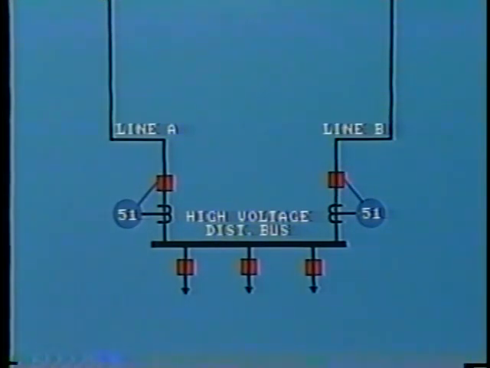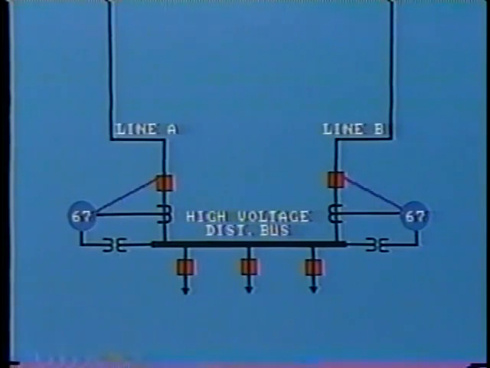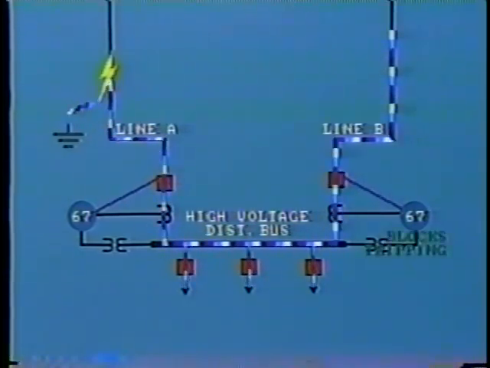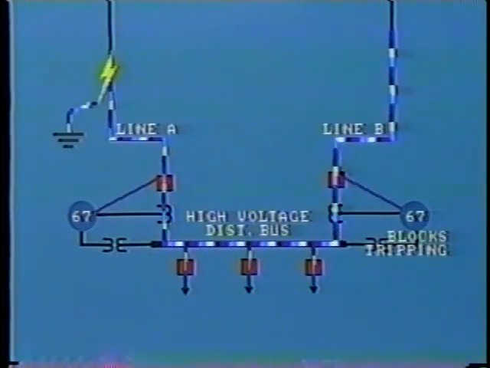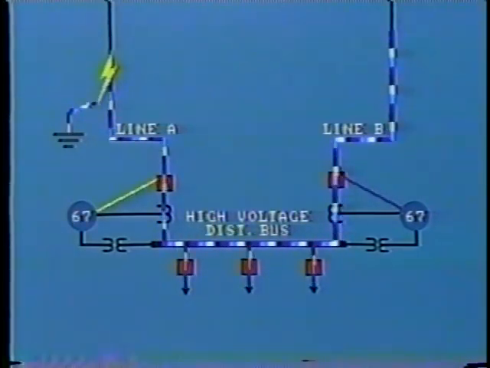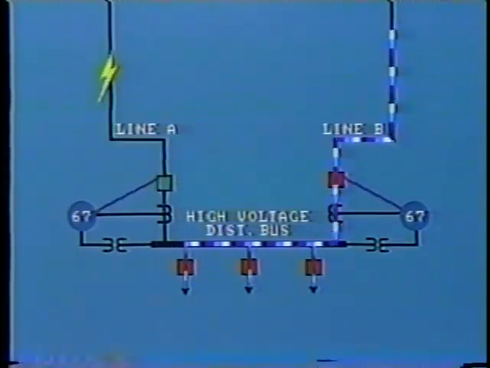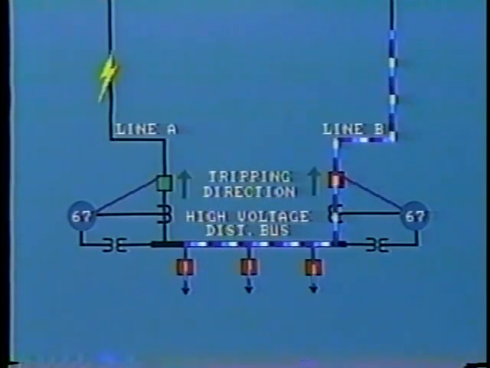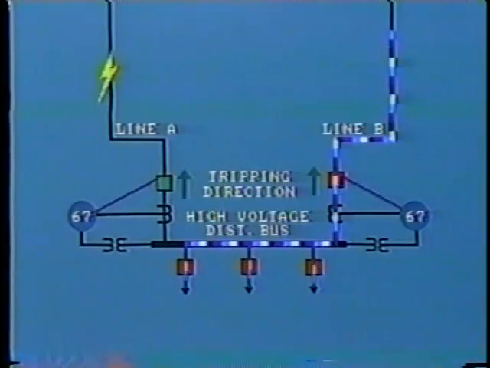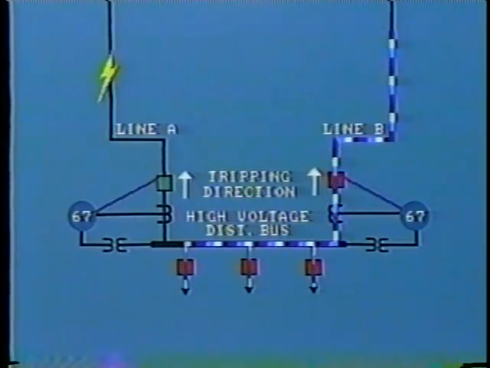We can avoid this by using directional overcurrent relays, device number 67. Now, with a line A fault, the directional element blocks the overcurrent relay on line B from tripping when current flow is into the bus, but it will allow operation of overcurrent relay A to trip when current flow is out of the bus. For both of these lines, the correct tripping direction is when current flow is out of the bus into the line.